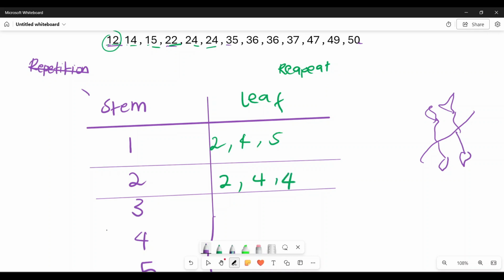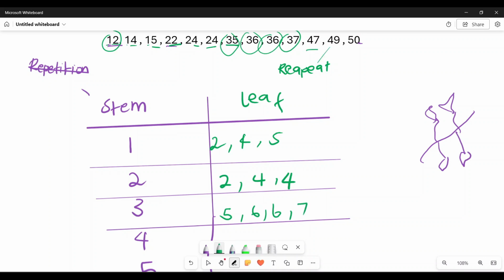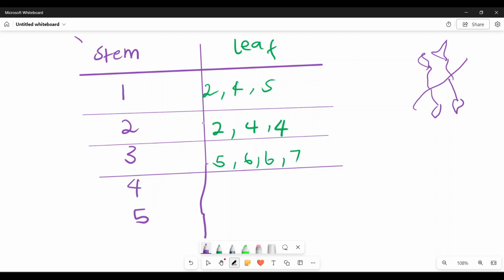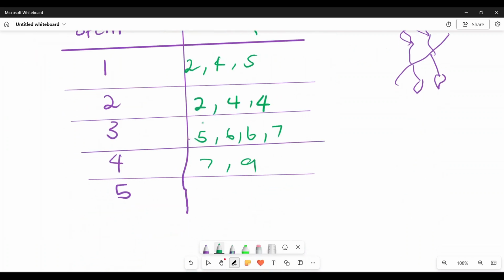Now, doing the same for my 3, I'm going to focus on my 30s. I have 35. And let's say they gave you this data set and didn't arrange it in ascending order, just like they did here. Your first step would be to arrange it in ascending order from smallest to biggest. Then you can go about drawing your stem and leaf diagram. So for our 30s, I have 35, 36, 36, as well as 37. Now for my 40s, I have 47 as well as 49, so my leaves for 4 are going to be 7 and 9. And for my 50, it's 0. And this would be your complete stem and leaf diagram.